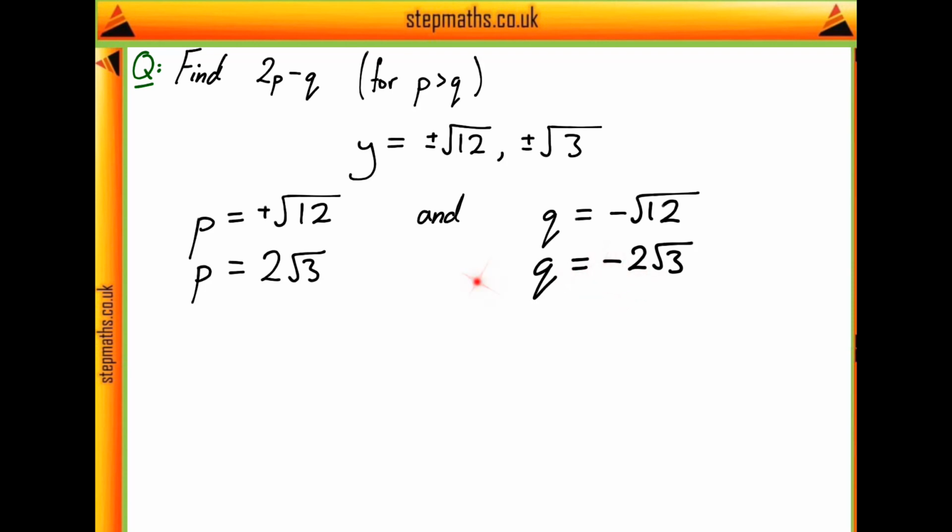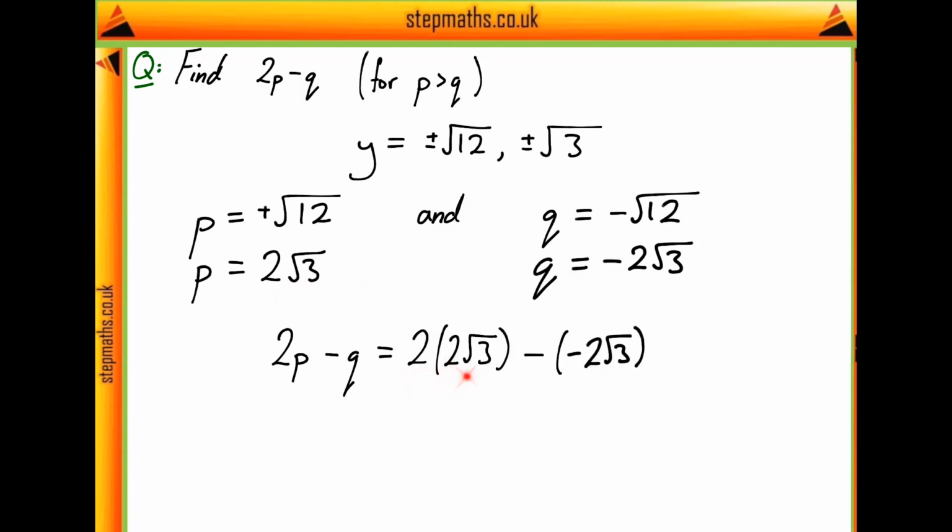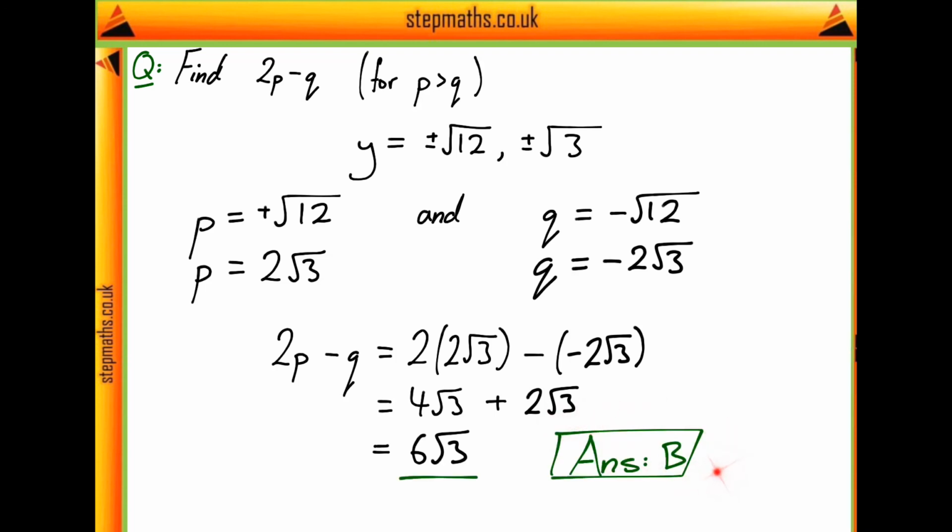Then with this, all we have to do is find 2p minus q, which of course is just going to be 2 times 2 root 3 minus minus 2 root 3, which is just going to become 4 root 3 plus 2 root 3, and giving us a final answer of 6 root 3, which is going to correspond with answer B given in the question.